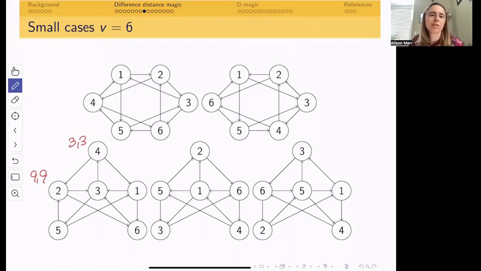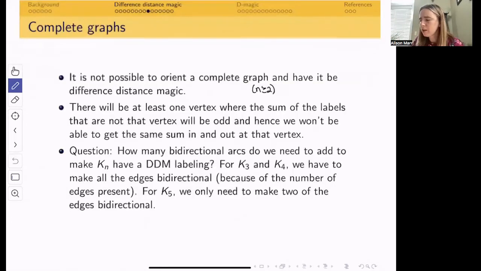So this is just a starting space of getting some small examples. Starting to look at common classes of graphs, it's not really possible to orient a complete graph, assuming you have at least 2 edges, to make it difference distance magic. And if you think about that, as soon as you have 2 vertices, if you add up all the remaining vertices other than the one you're looking at, you're always going to end up with one sum being even and one sum being odd.